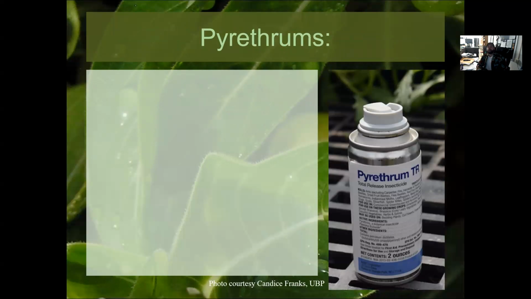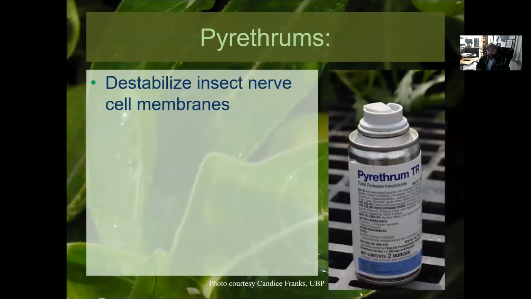So pyrethrums destabilize insect nerve cell membranes. They kill quickly on contact. So kind of think of it as if you're spraying bees. Typically those chemicals in there, some of those peppers, kind of like a mace almost, once it makes contact with that insect, it's going to kill it.